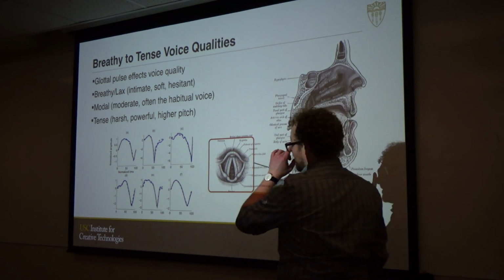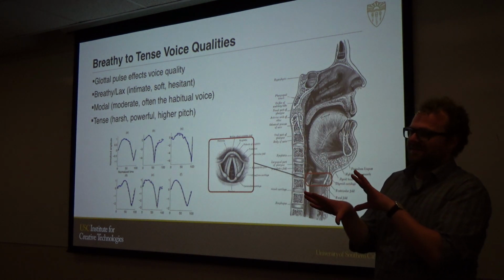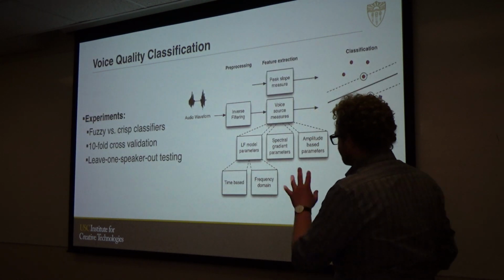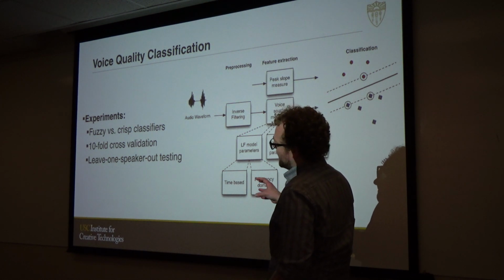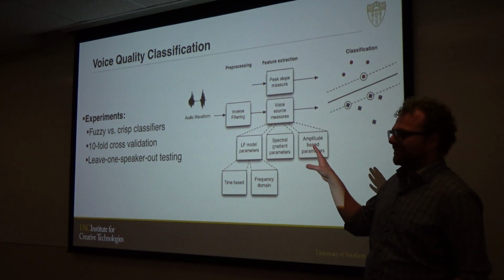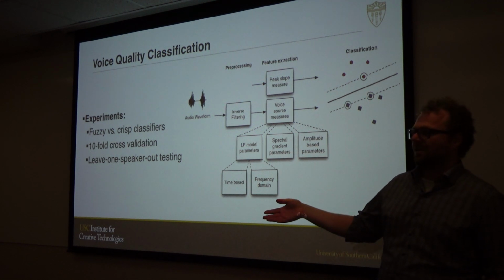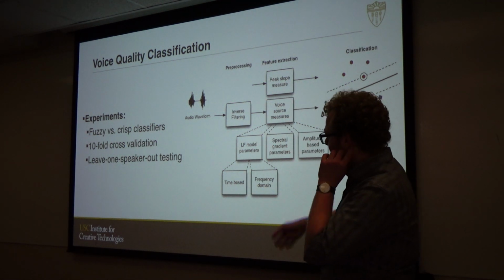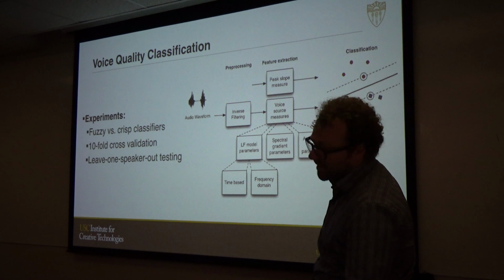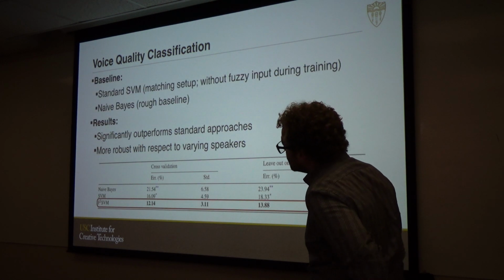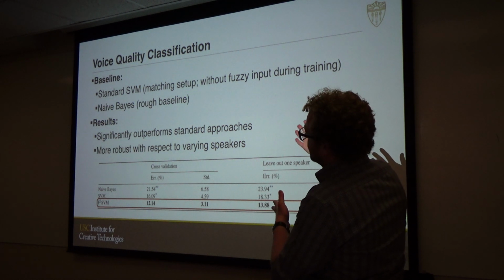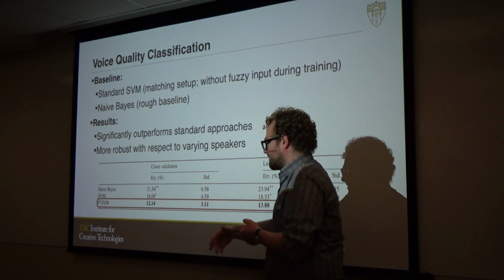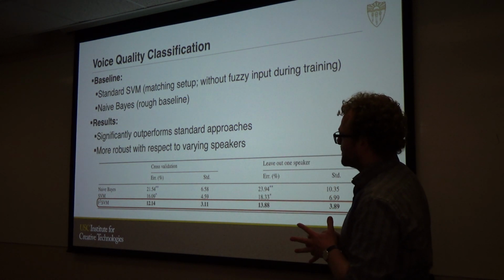So you can see there are different qualities for men and women, so there are different ranges. We conducted an experiment and tried to classify, for a bunch of different speakers, these different types of voice qualities, from breathy and modal to tense. We conducted a tenfold cross-validation with a leave-one-speaker-out testing set. We have baseline classifiers, standard SVMs, naive Bayes. We utilize our new method, the fuzzy input, fuzzy output support vector machine.